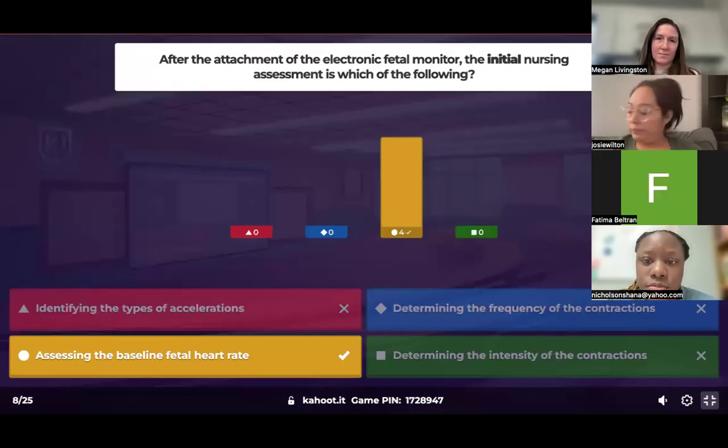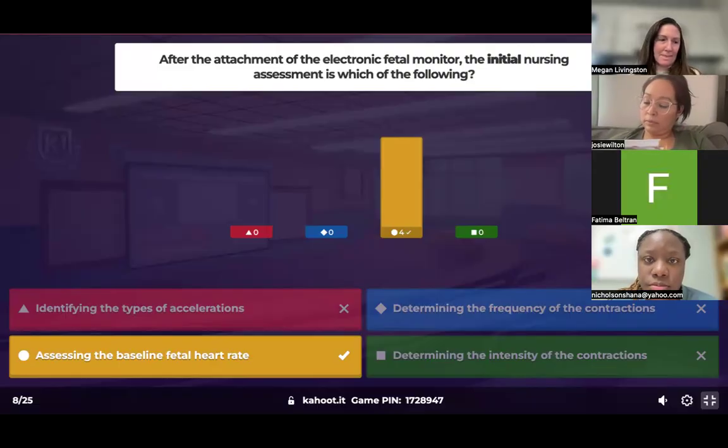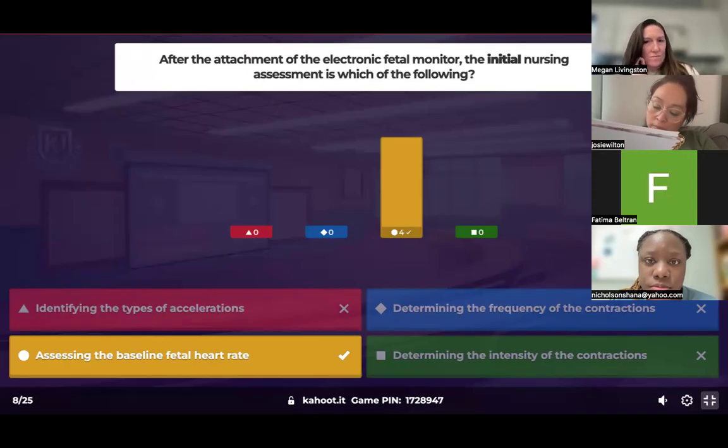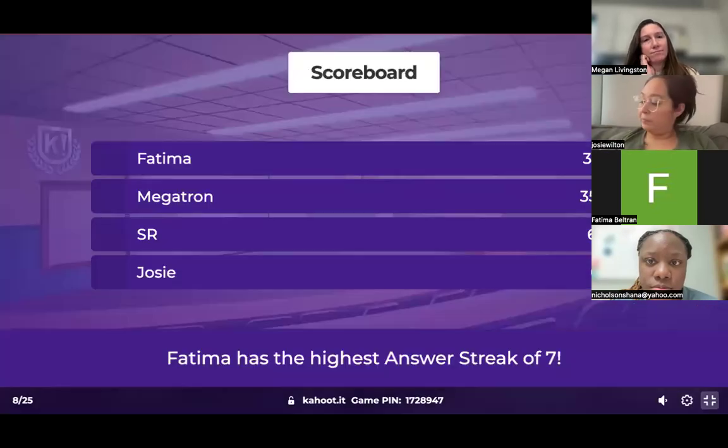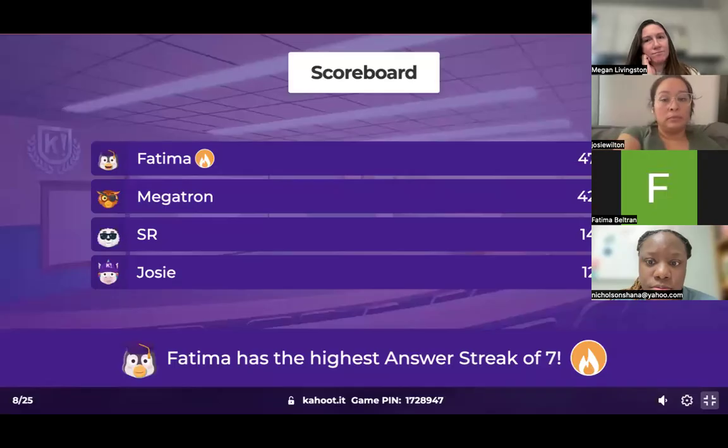You guys all got it. Awesome. We want to know what our baseline is. Great work. Because we can't call something a decel if we don't know what our baseline is, right? So definitely get at least 2 minutes of a tracing to be able to see what your baseline is. And then from there, we can determine if the baby is reactive or not. But yes, first things first is we need to know our baseline fetal heart rate. Excellent.